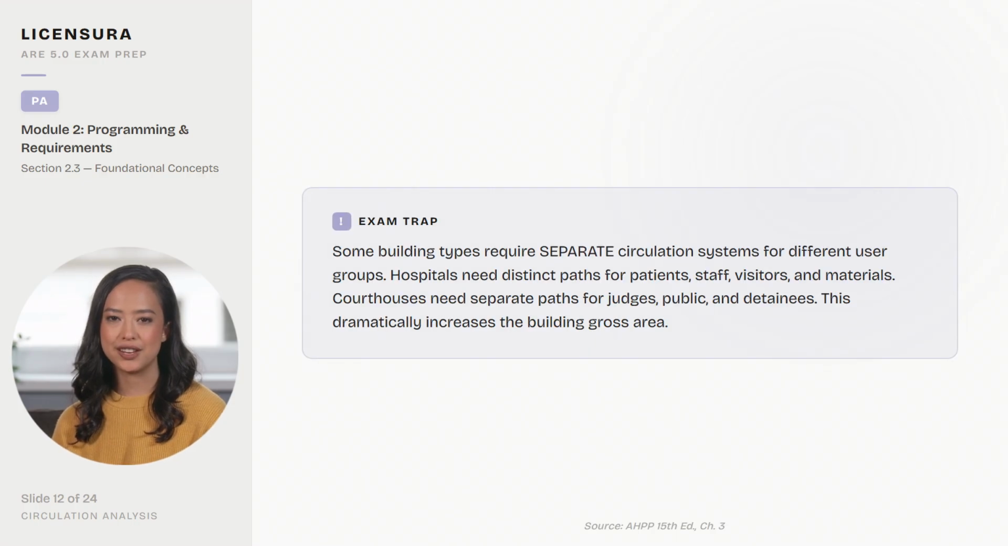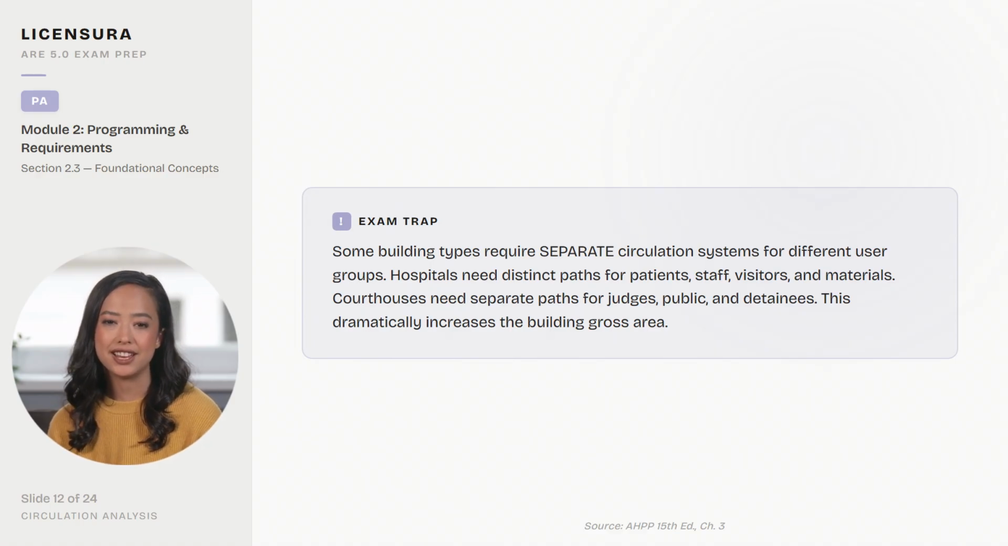A critical warning. Some building types require separate circulation systems for different user groups. Hospitals need distinct paths for patients, staff, visitors, and materials. Courthouses need separate paths for judges, public, and detainees. This dramatically increases the building gross area.